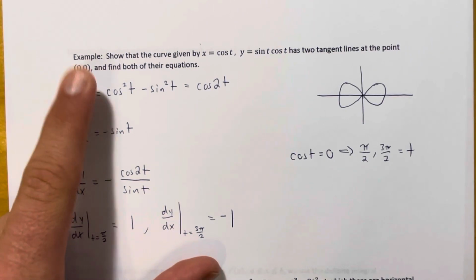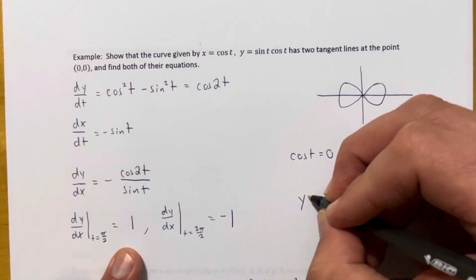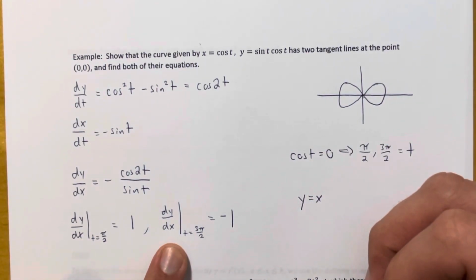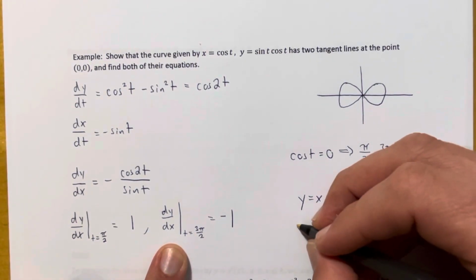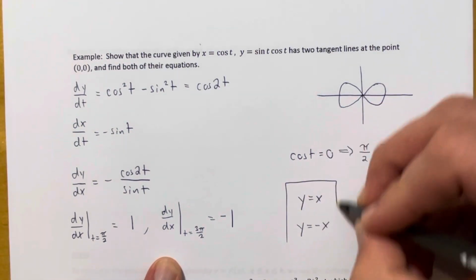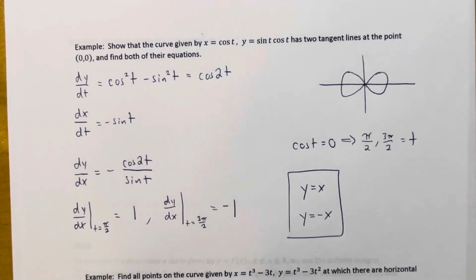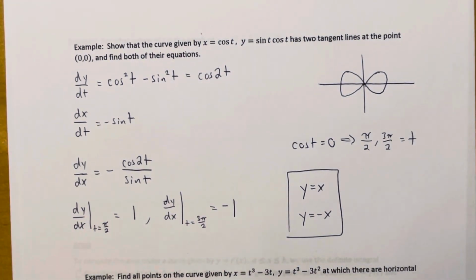So we're looking at a line with a y-intercept of 0 and a slope of 1. That's the line y equals x, and a line of slope -1, still with a y-intercept of 0. That's y equals -x. Those would be the two tangent lines at the origin for this curve. Okay? Cool. So that's one problem down.